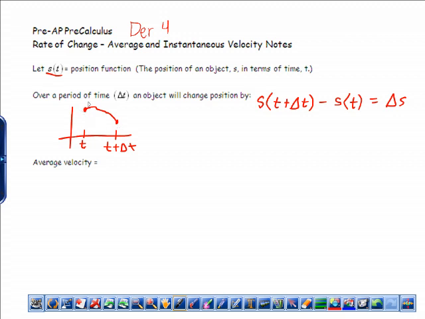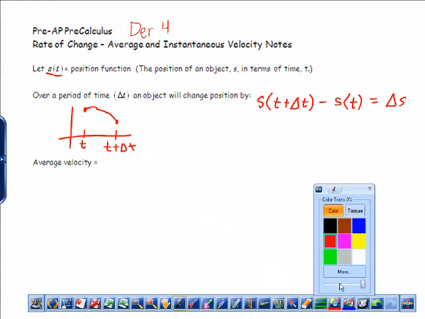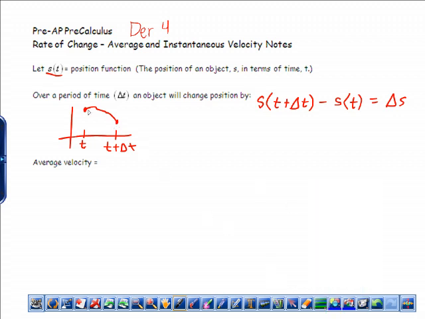Either way, whatever is happening, when we're looking at average velocity, we are actually going to be finding this dotted line that I'm going to draw here in blue. That right there is the average velocity. Okay, it's the slope of the secant line. So when we see average velocity, we need to think secant.